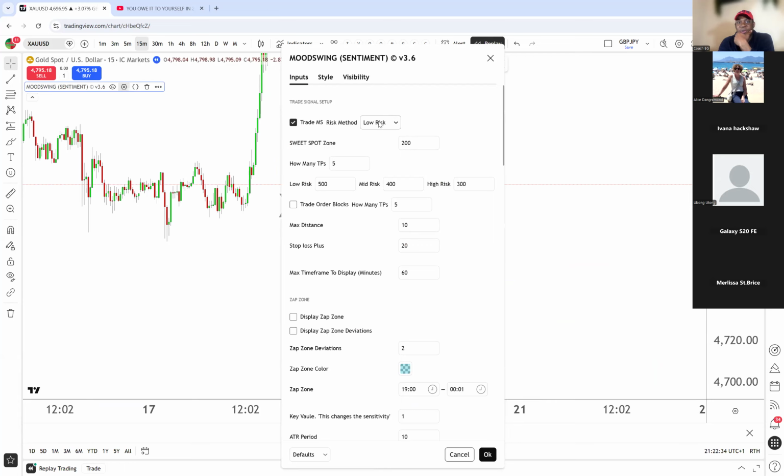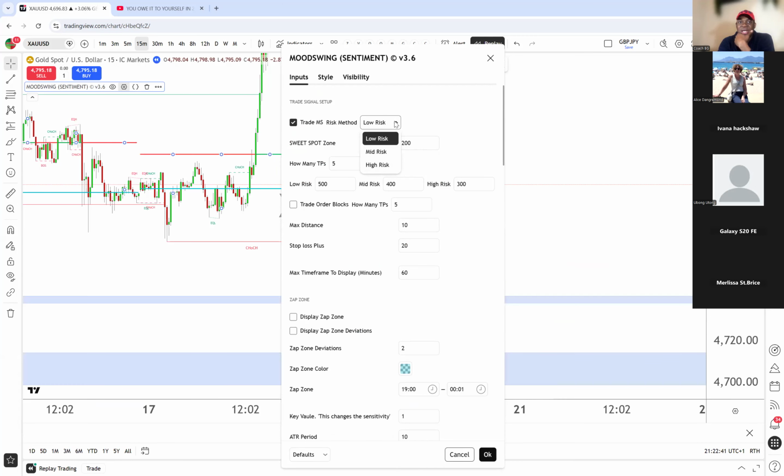Now, when it comes to low risk, if we click down here, we see low risk, medium risk, high risk. That depends on the size of our stop loss. So low risk just simply means that we have a bigger stop loss. I would say put it at 1,000. That just means 100 pips, 1,000 pipettes. Medium, leave it as 700, and high, leave it as 500. So that's 100 pips, 70 pips, or 50 pips.